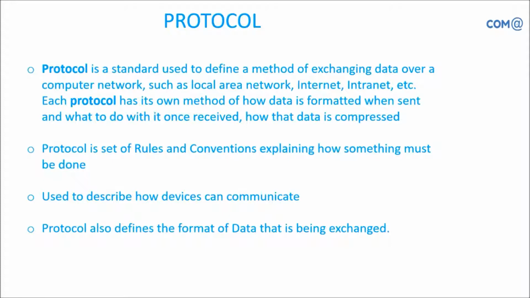This is used for describing how devices can communicate, in which layer, and how. It also defines the format of data that is being exchanged, in what format it is being exchanged. For example, in the OSI layers, it will be in the form of frames in layer 2, then packets, then segments in layer 4. So it gets changed, and this is defined in the protocol standard.